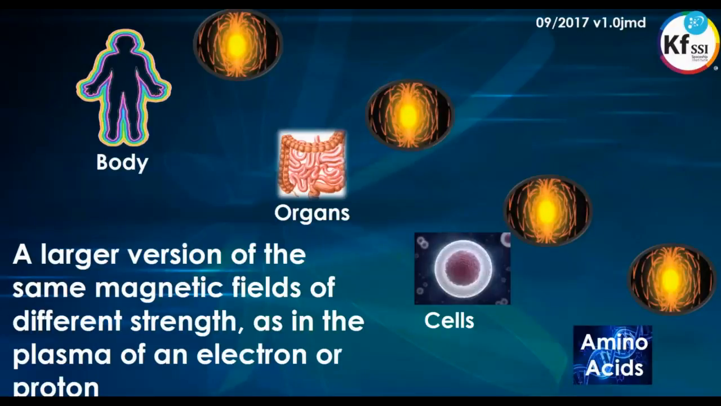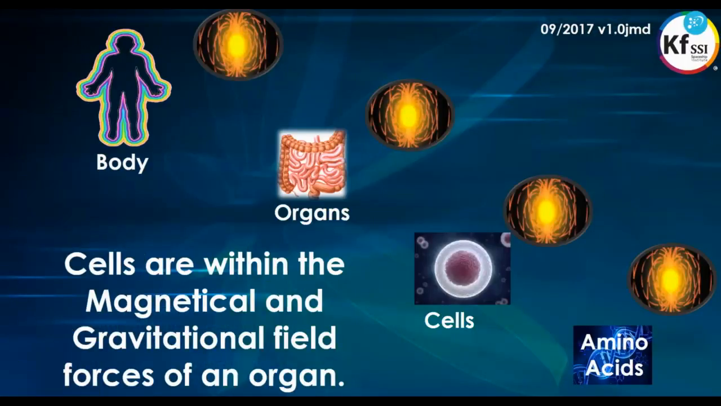We bring the same concept right back down to our bodies, when we look at our body and our organs and the cells and the tiny little amino acids. It's just the same, a larger version of the same magnetic fields of different strength as in the plasma of an electron or a proton. And then we can say the same, that the cells are within the magnetic and gravitational field forces of an organ. So hopefully with that you can understand how things all fit together, whether it's on a very large scale or within our body or any other organism.